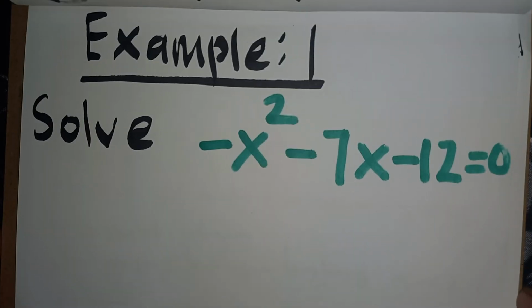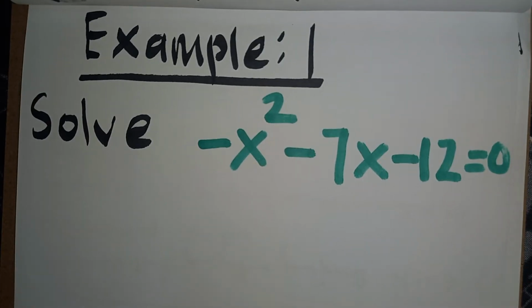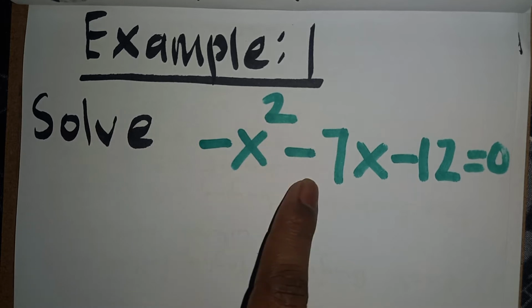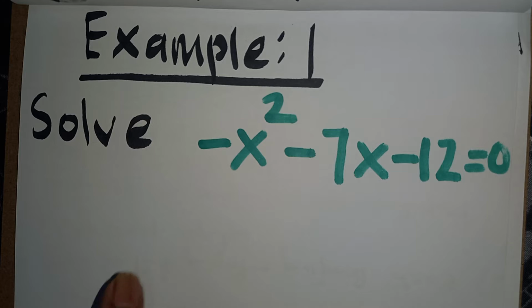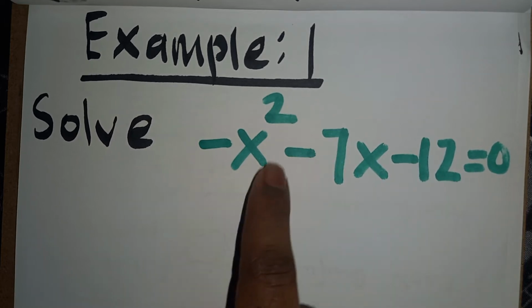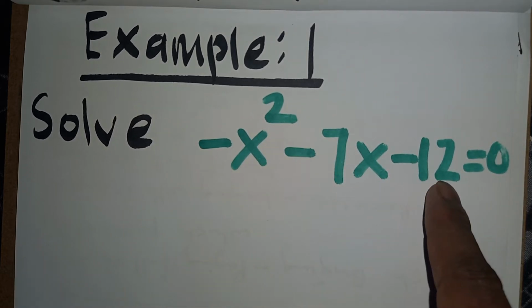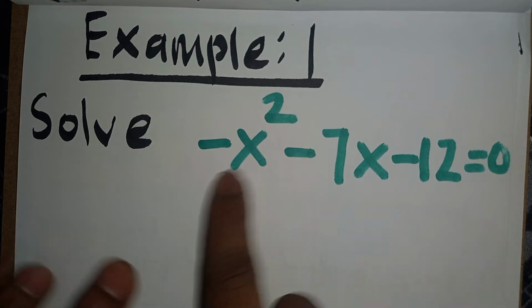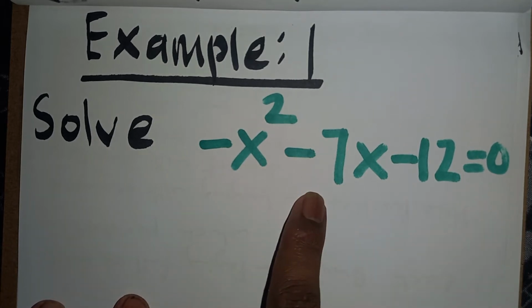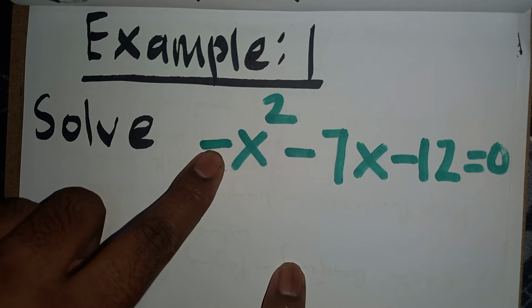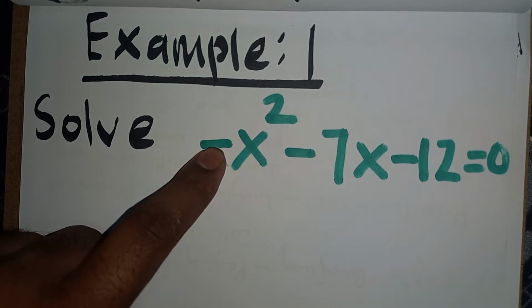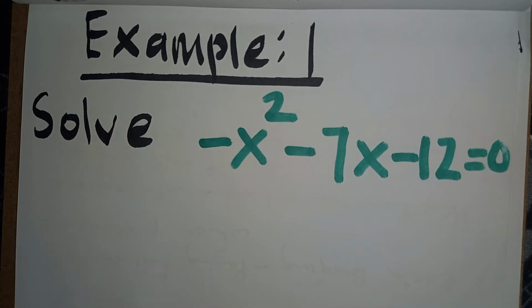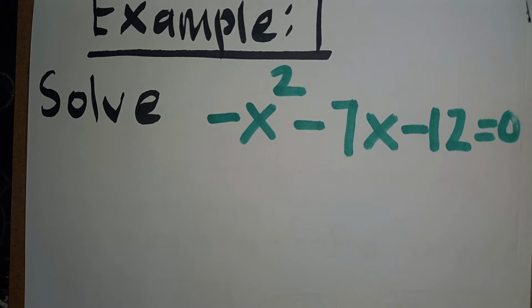Example 1, we have to solve this quadratic equation. You can see it is in the form of ax squared plus bx plus c, right? So this is the quadratic equation. It is minus x squared minus 7x minus 12 equal to 0. This is a quadratic equation, and we can see the coefficient here is minus 1. So this becomes type 2, right? So we are going to use the quadratic formula and solve for the value of x.